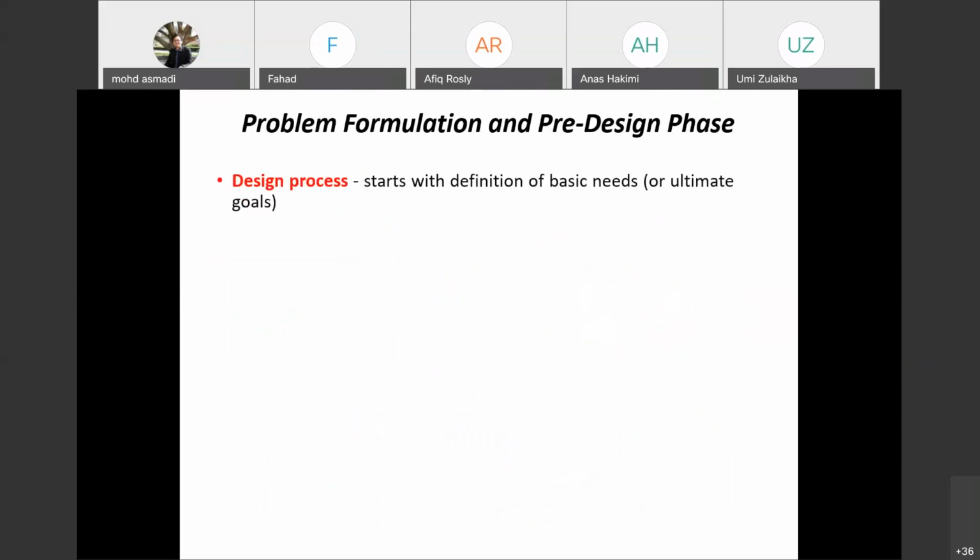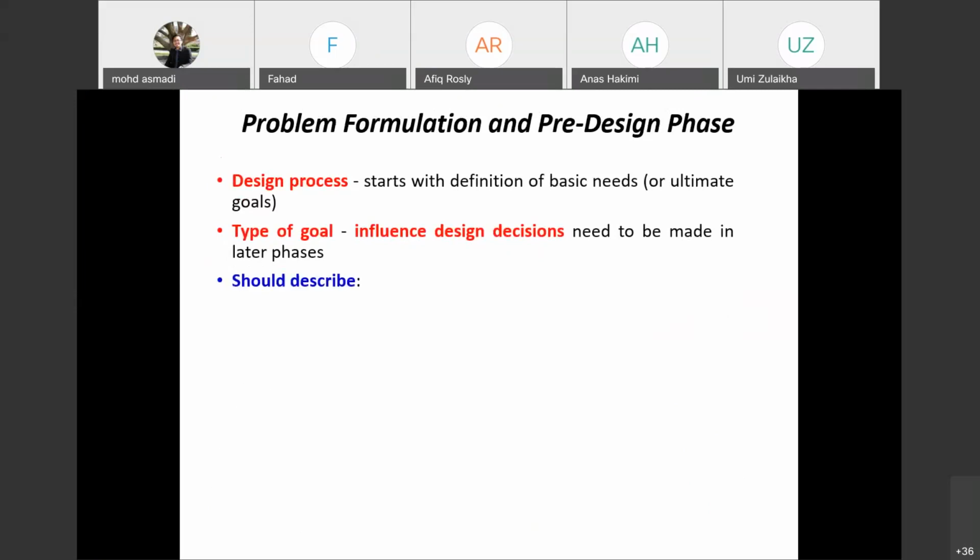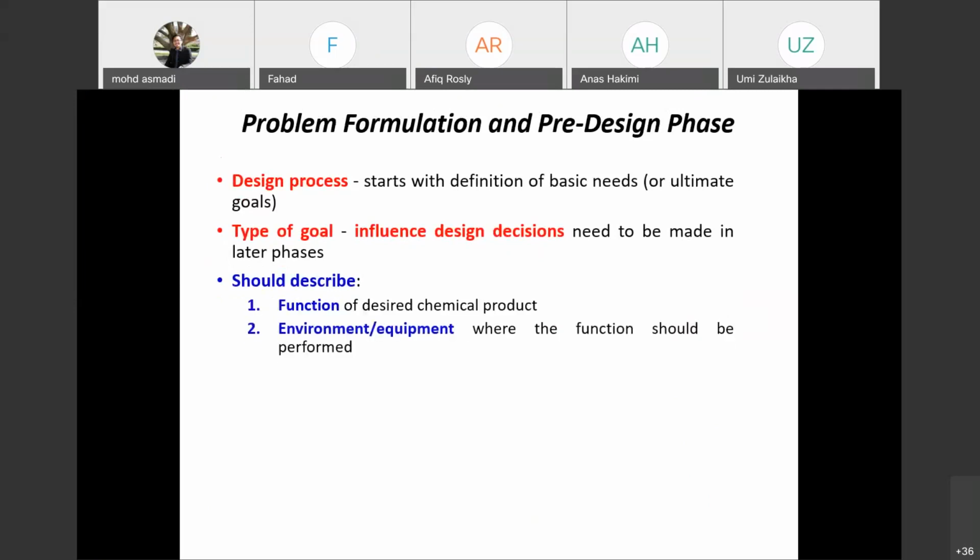The design process starts with the basic need. You need the ultimate objective and goals. It is actually going to affect your later phases. The goal should describe the function of the desired chemical product, environment and equipment, how it should be performed, as well as the capabilities that are desirable and undesirable.